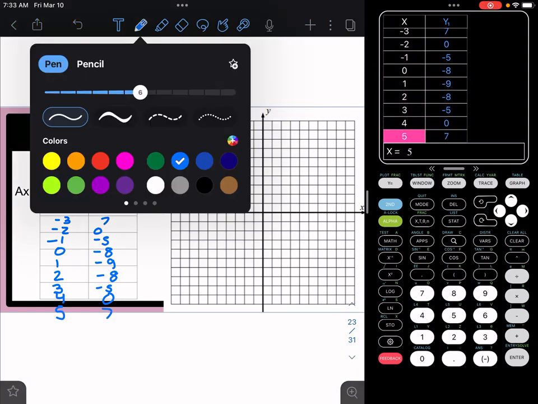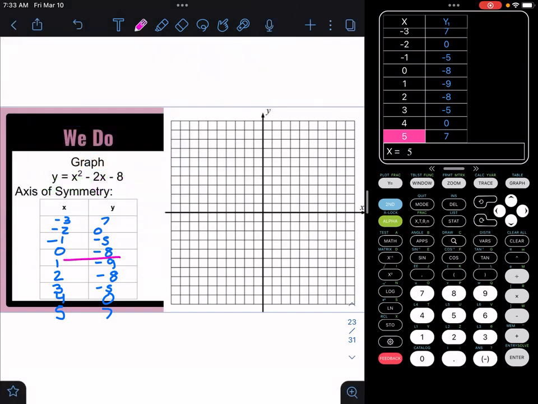Now, if you don't want to do the math, you could also think about where the axis of symmetry is by finding the point where stuff starts to repeat. And it is right there. The axis of symmetry is always going to be x equals 1.